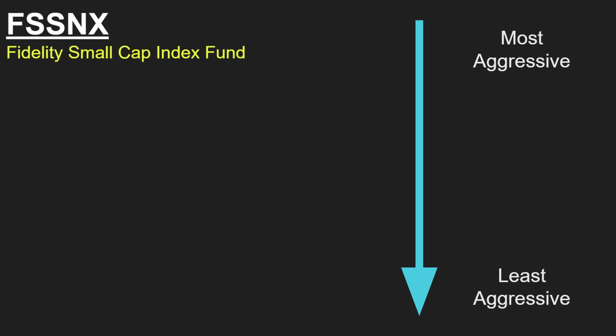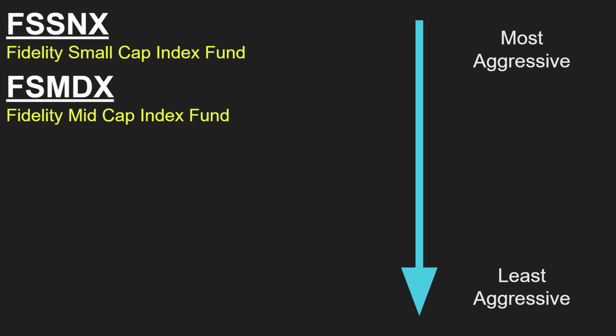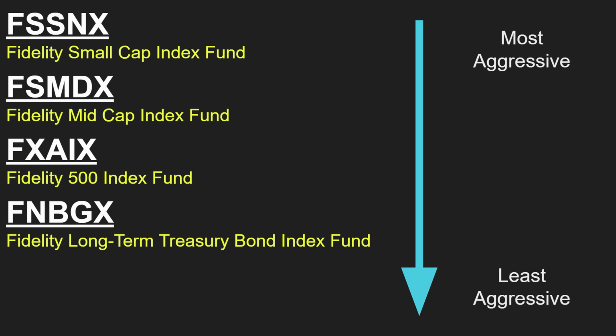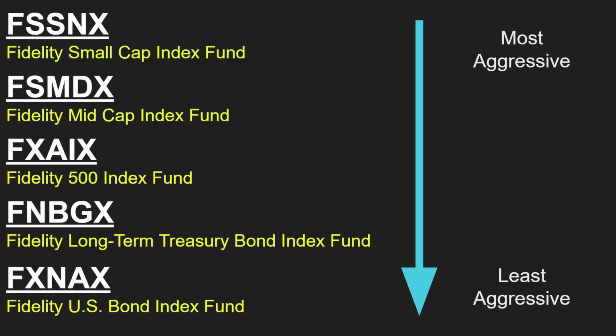So in summary, from most aggressive to most conservative, we have FSSNX, which is the Fidelity Small Cap Index Fund, FSMDX, which is the Fidelity Mid Cap Index Fund, FXAIX, which is the Fidelity S&P 500 Index Fund, FNBGX, which is the Fidelity Long-Term Treasury Bond Index Fund, and finally FXNAX, which is the Fidelity US Bond Index Fund. Well, that's it. When it comes to the best Fidelity Index funds, these are my top choices.